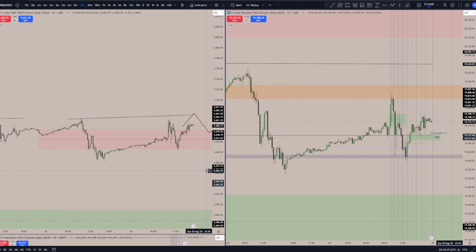Oh yeah, midnight opening price is the key, guys. It's one of the strongest indicators, I would say.